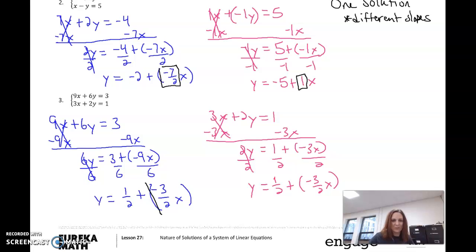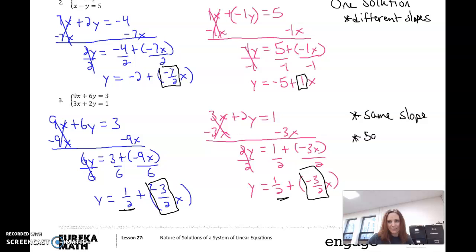So, look at our slopes. Same slope. Look at our y-intercepts. Same y-intercepts. So if it has the same slope and same y-intercepts, even though they look different, they actually represent the same line. We did that quite a few lessons ago. But we're going to say that this has infinitely many solutions.